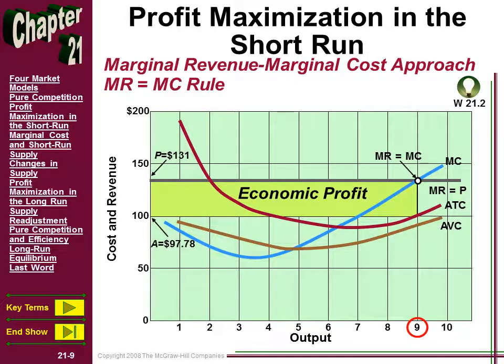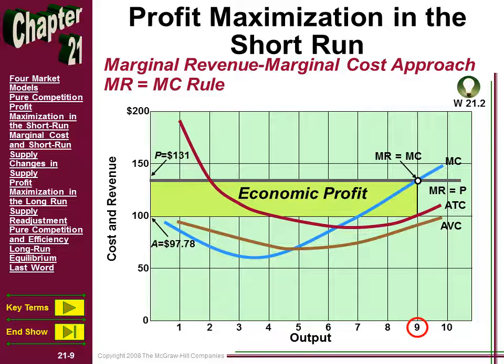rectangle. If we say, okay, the difference between the price the firm receives from selling each unit, which is $131, versus the average total cost at that level of production, which is $97.98. The PowerPoint slides nicely highlight that for you. That entire region, where it says economic profit, would come up to $299.